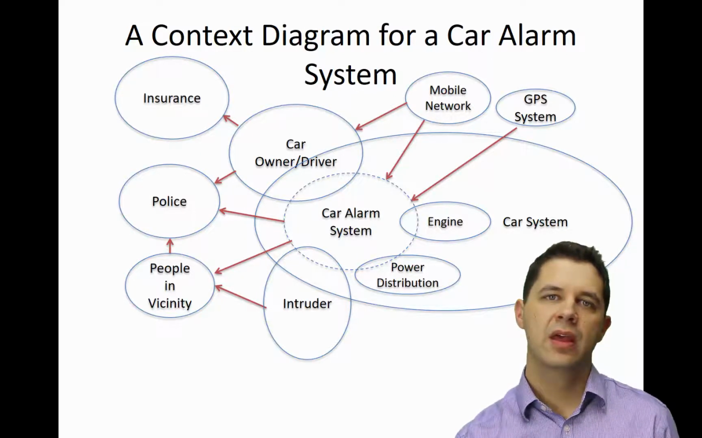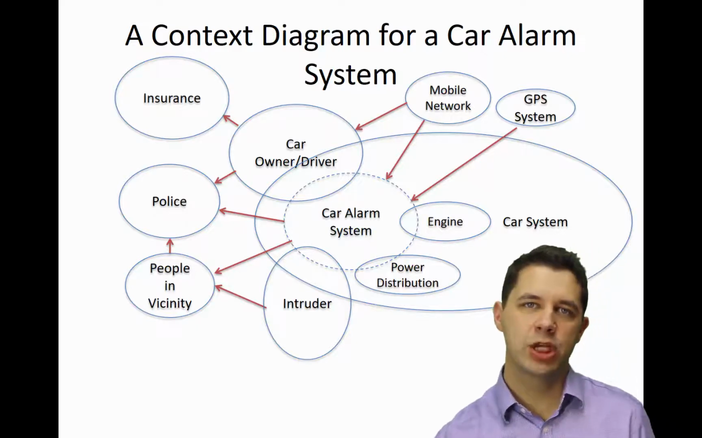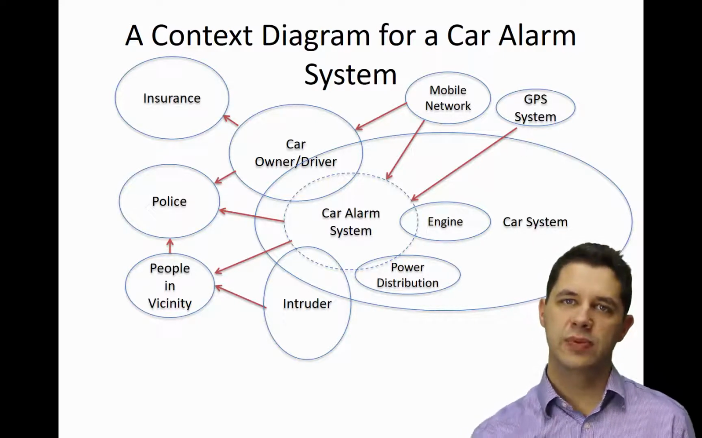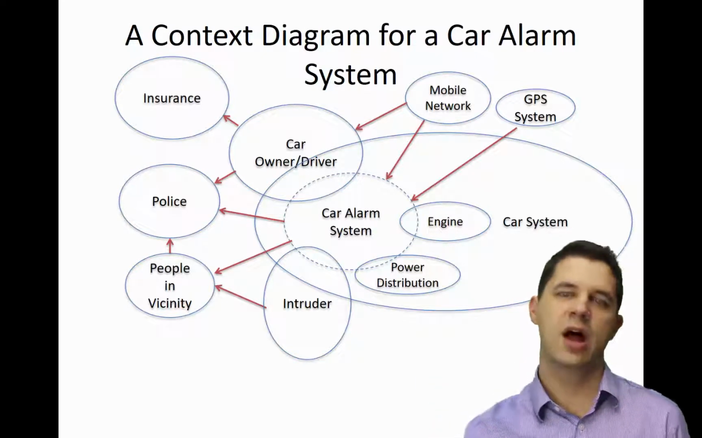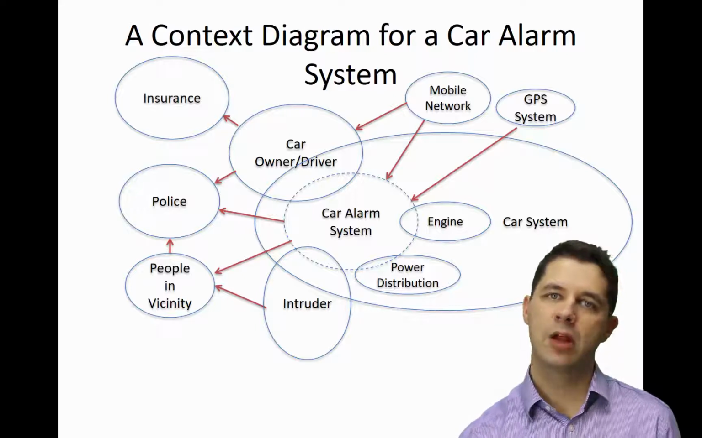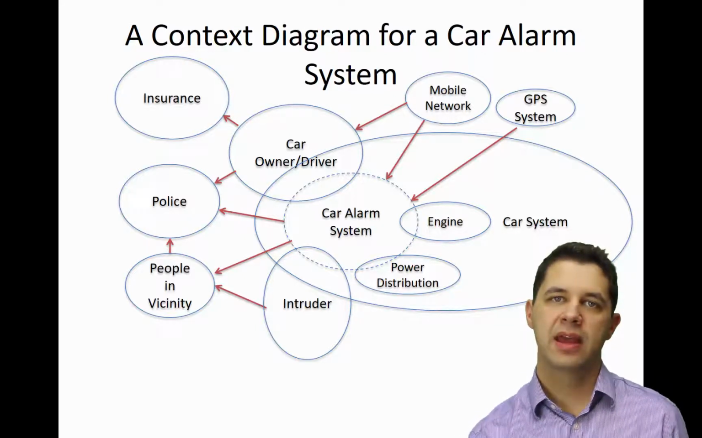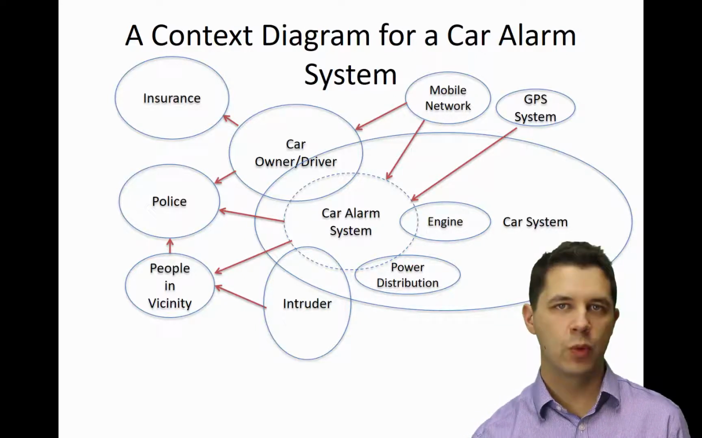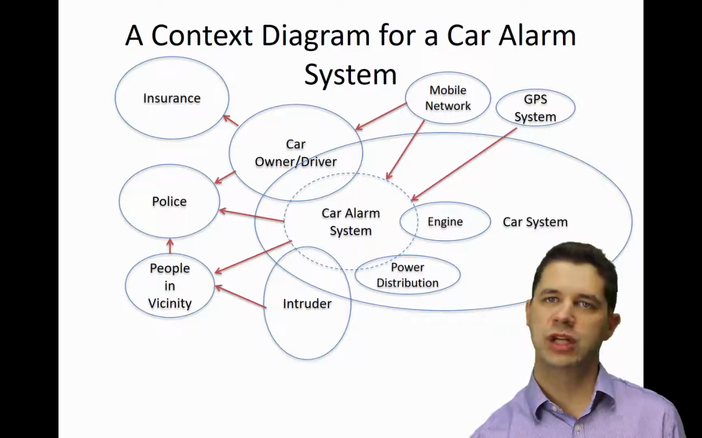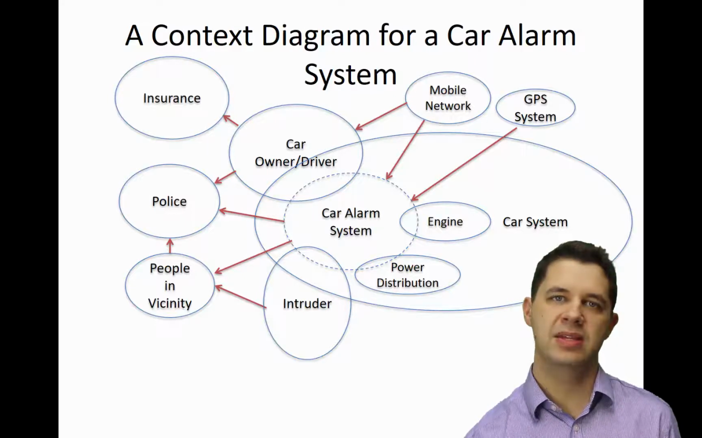Now, if our car alarm system, for example, has GPS to tell a user where the car is at any point in time in case it's been stolen, well, it'll need to interface with the GPS system. Note that the GPS system consists of GPS satellites, so it's a wider system that's not part of the car system directly. And likewise with a mobile network, if one of those common ways that these car alarm systems can communicate with us is via a 4G or a 3G module that can send messages or something like that.